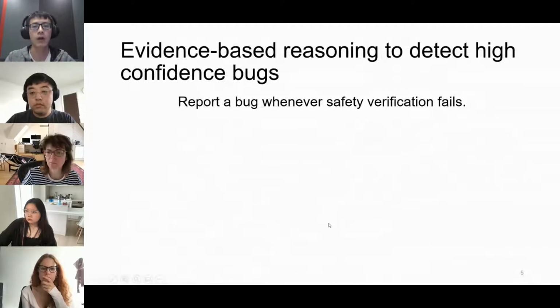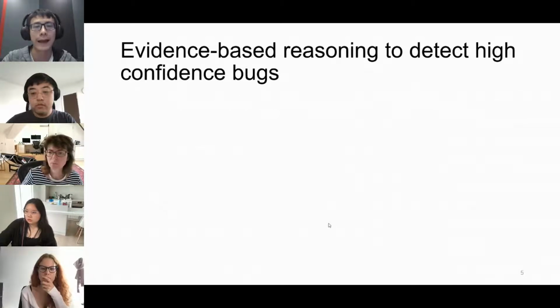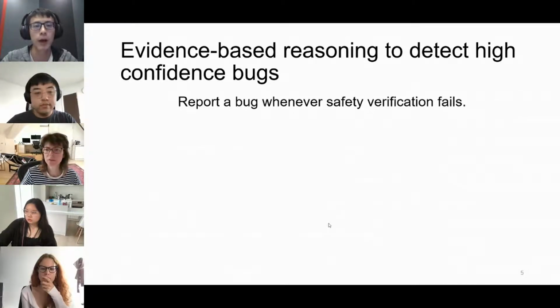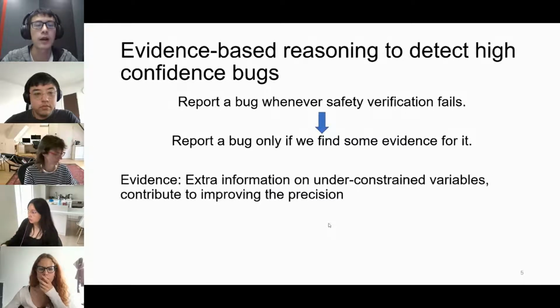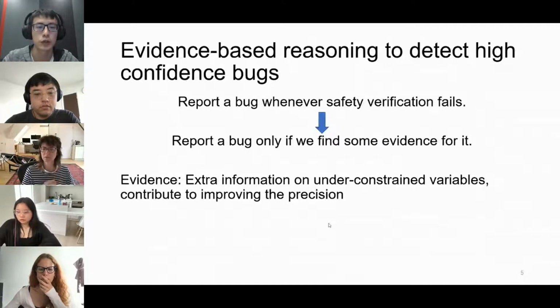The key insight of our approach is to attack the divide by zero detection problem from a different angle. Instead of reporting a bug whenever safety verification fails, we can try to actively find evidence in the divide by zero bugs. Here, evidence means extra information on these under-constrained variables that can contribute to improving the precision.